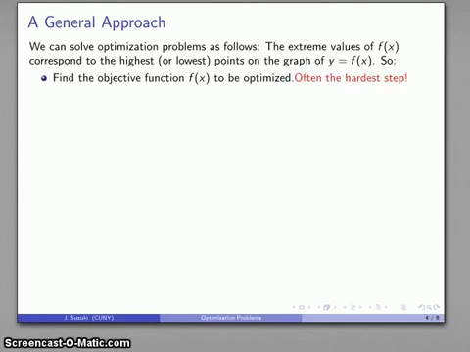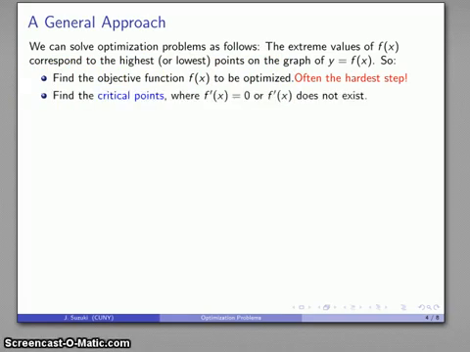This is usually the hardest step of the problem. The calculus is easy. This step here is an algebra step. This is a pre-calculus step. The calculus is easy. The algebra, the pre-calculus, that's where the difficulty tends to be.